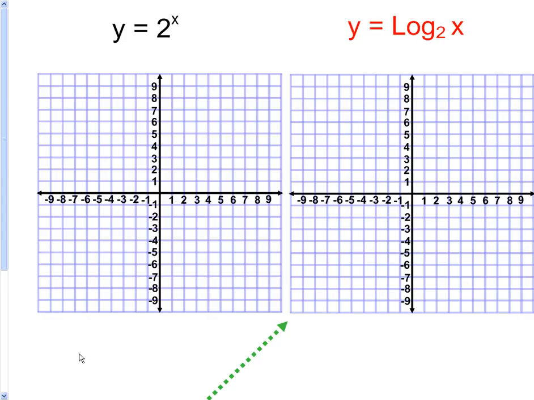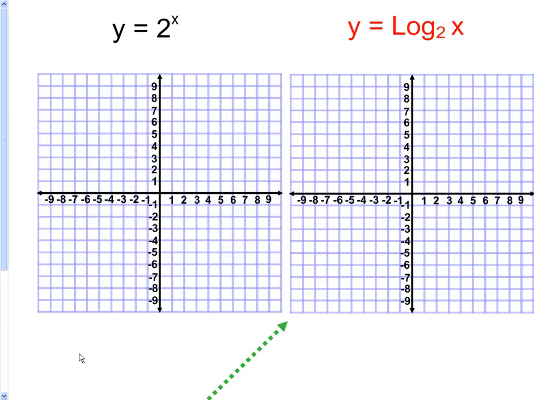Okay, ponder these two graphs. The one on the left, y equals 2 to the x. That was an exponential. Why is it an exponential? It's got an x in the exponent. Okay. And the other one, y equals log base 2 of x. That's the new one. That's the log graph.